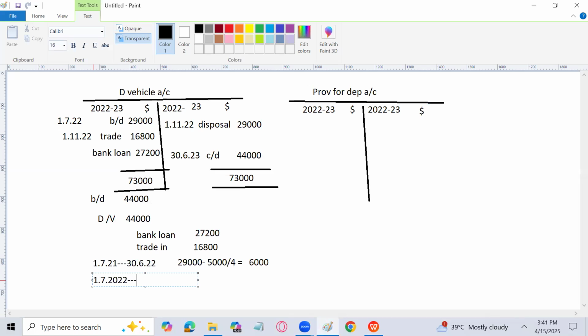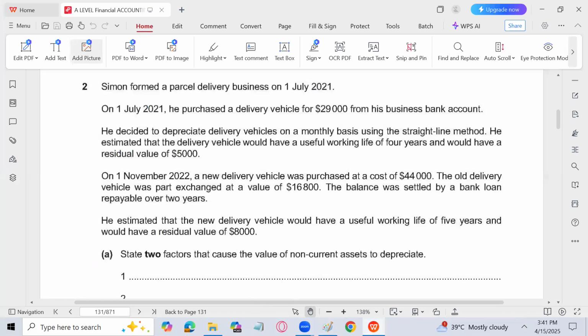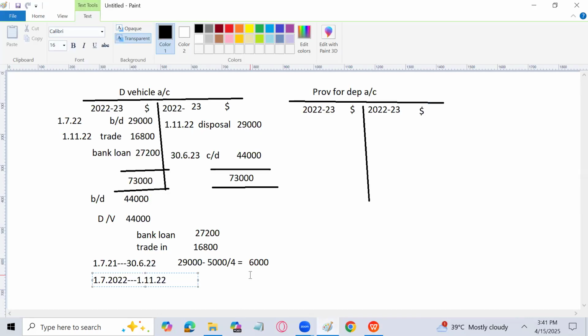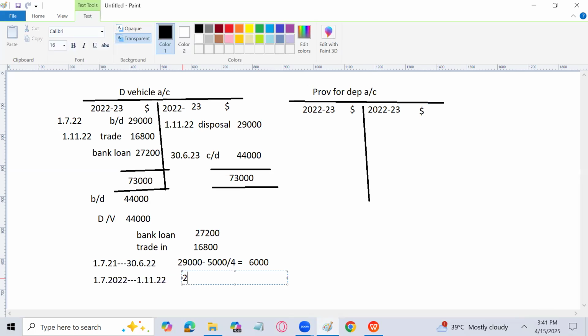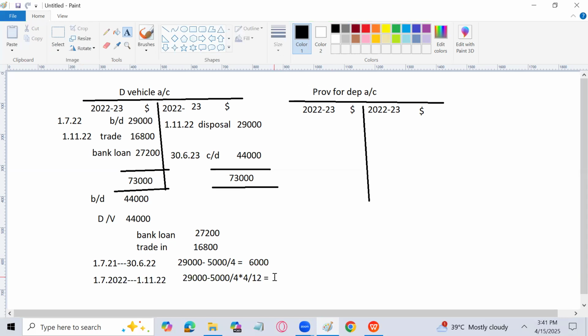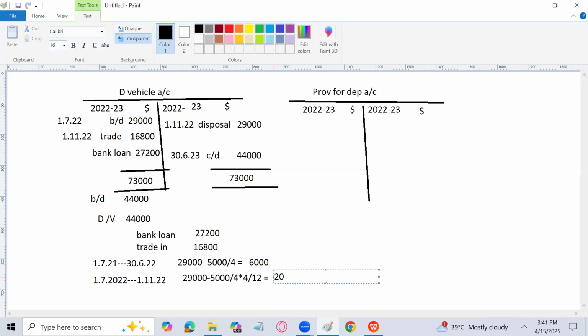1/7/2022, and then we have depreciated till 1/11/2022. That's it. Because on 1st November 22, it has been sold. So how many months, Ayan, we have used that asset? July onwards. July, August, September, October. That's it. Because on 1st November, it has been sold. Let's calculate again, straight line method, and we are using the formula of calculating depreciation through straight line method. Original cost minus scrap value, which is 5,000, divided by useful life, which is 4, into 4/12. That is for July, August, September, and October. Yeah, 2,000. Total depreciation on that asset is going to be 8,000.